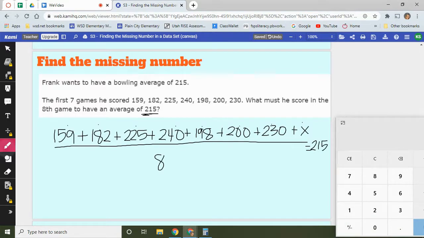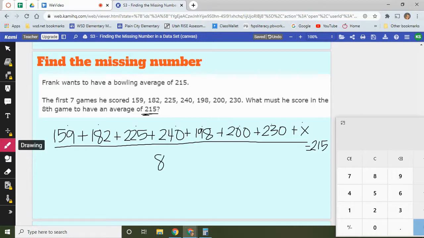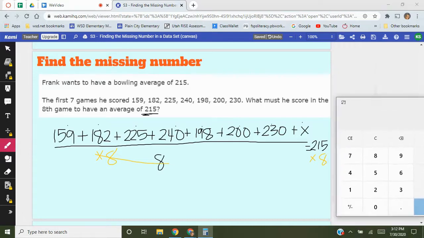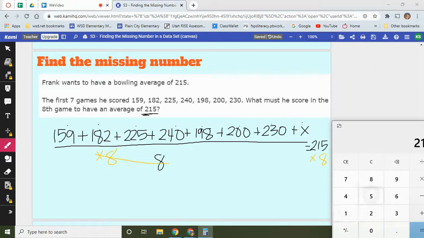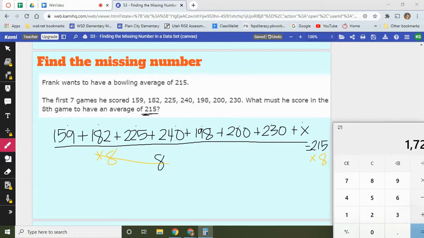Okay. So let's solve it. We want to get rid of a divide by 8 by timesing by 8, both sides. So if we use this, 215 times by 8 gets us 1,720.